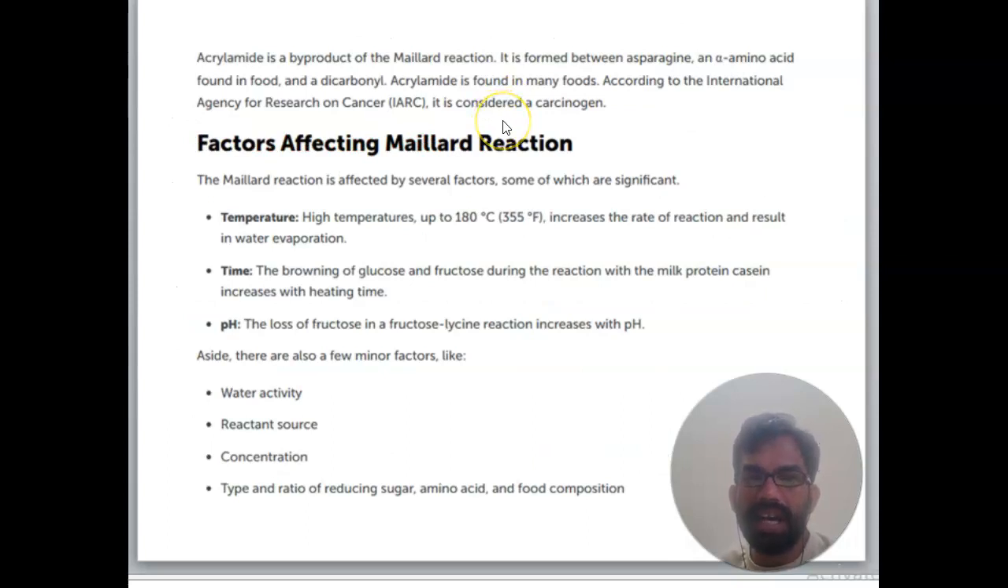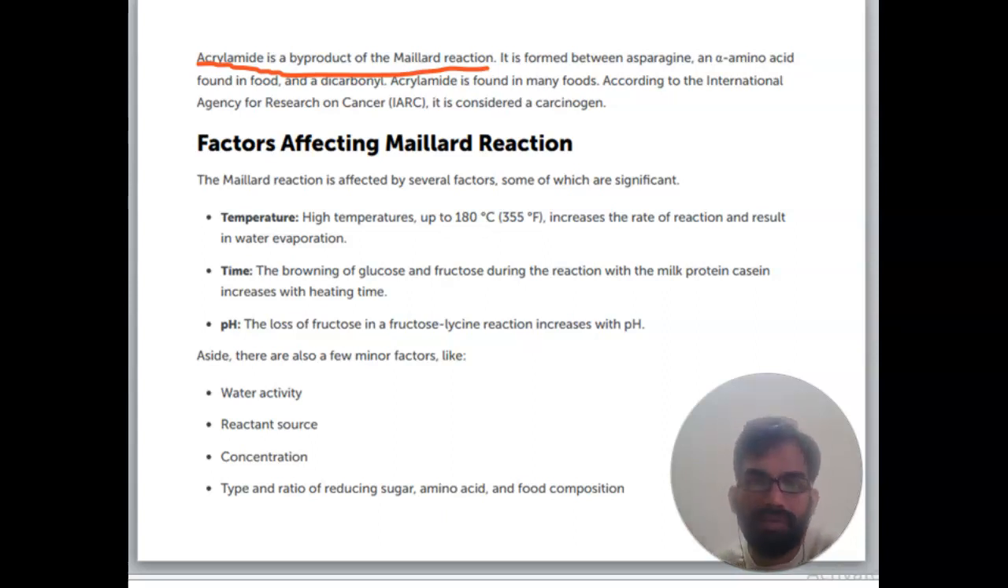Now you can see acrylamide is a byproduct of the Maillard reaction. Acrylamide is one of the byproducts of the Maillard reaction. It means that when food is heat processed, the chemical reaction proceeds and changes its color and aroma.